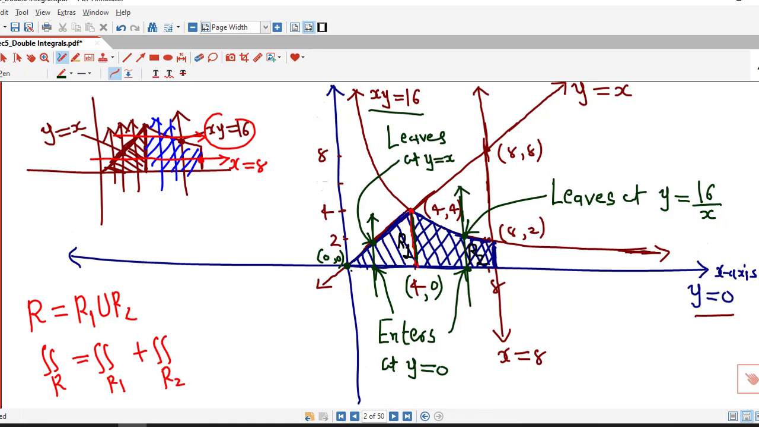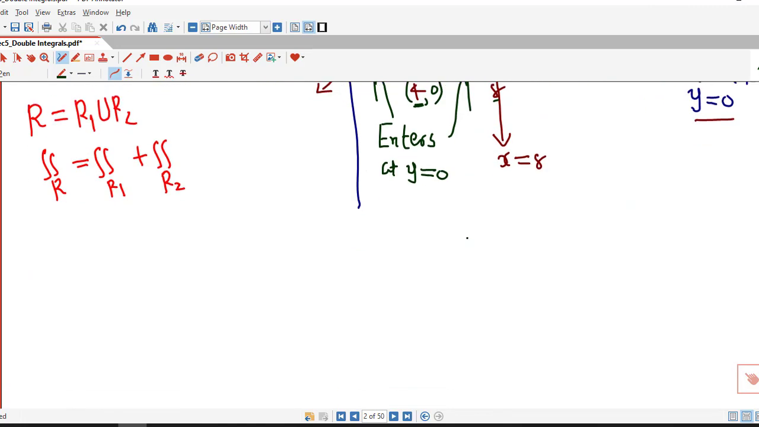So in region R1, x is running from 0 to 4, and in region R2 this is the leftmost point of region R2. At this point the value of x is 4, and all these are rightmost points of the region R2. At all these points the value of x is 8. So the limits of x are from 4 to 8 for region R2. So now we have to write all these things.